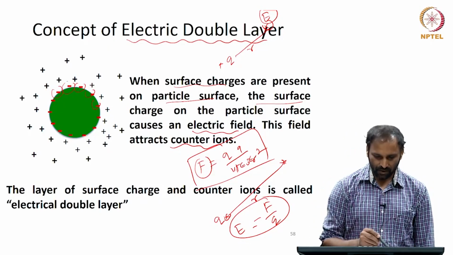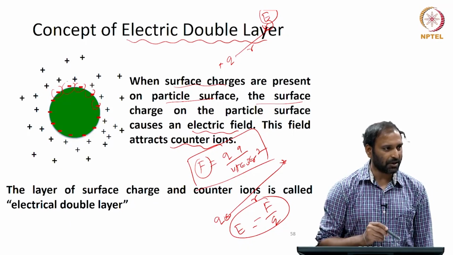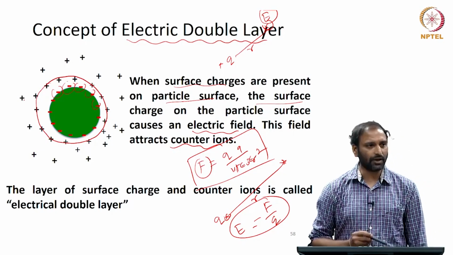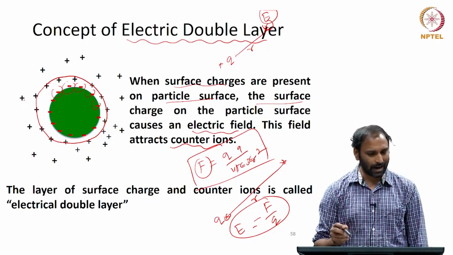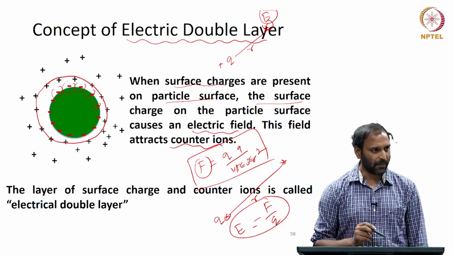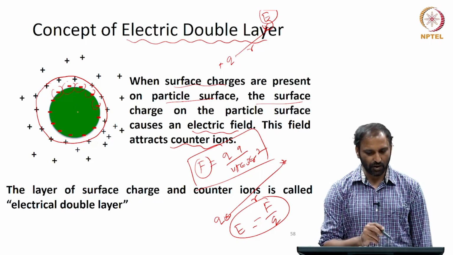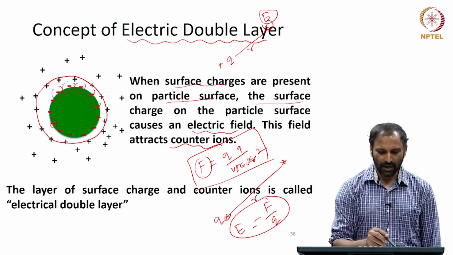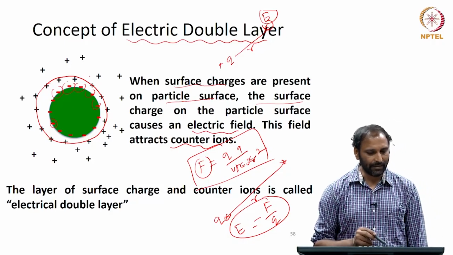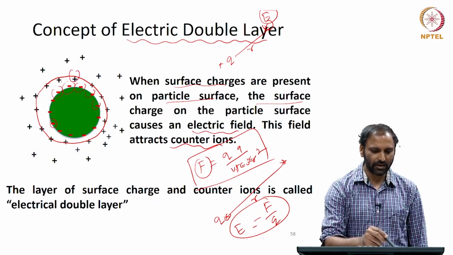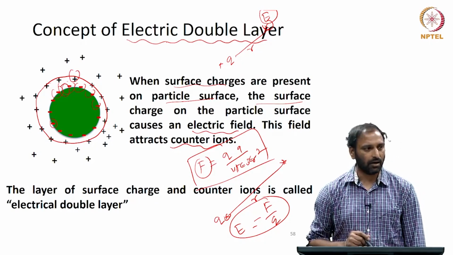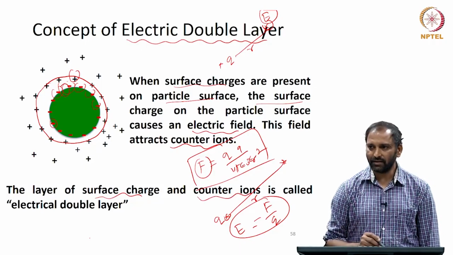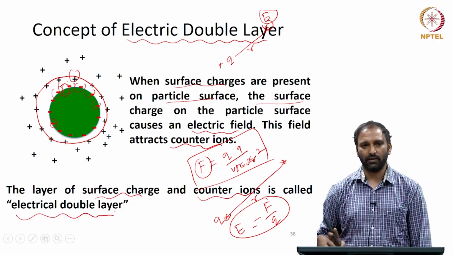Therefore, if you look at this picture, there is a layer of charges on the particle surface. In the immediate vicinity, there is a layer of counter ions, and these counter ions are attracted to the charges on the particle surface because of the electric field created by those charges. So, these two layers of charges put together are what is called the electrical double layer. The layer of surface charge and the counter ions in the solution, that is what is called an electrical double layer, right.